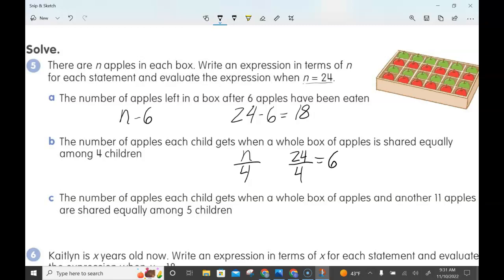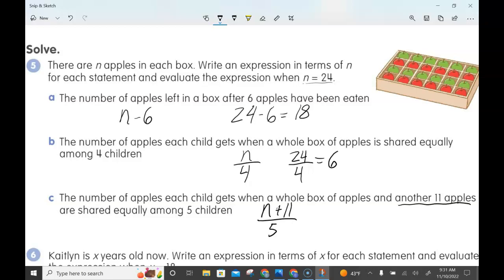All right, now for the next one, letter C. The number of apples each child gets when a whole box of apples and another 11 apples are shared equally among 5 children. So this shows us multiple steps here. What we have is n, that's the number of apples, and then plus 11, because we have another 11 apples being shared. Apples are being shared just all over the place. So we have n, the total number of apples, plus the additional 11 apples. They're shared now amongst 5 children. Looks like another child wanted to get some apples in here.